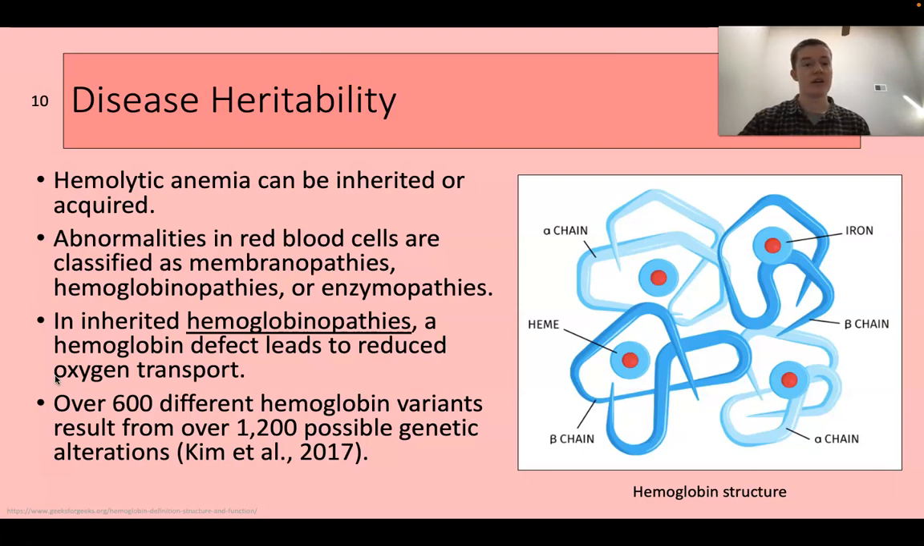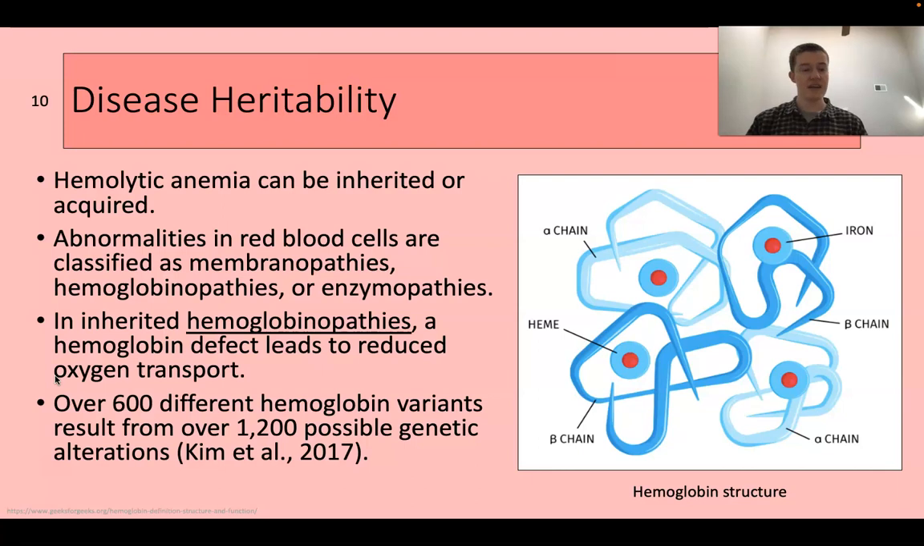So, regarding heritability, hemolytic anemia can be either heritable or acquired, which means non-heritable. Abnormalities in red blood cells that occur from inherited hemolytic anemia are grouped into three different classifications. The first one is membranopathies, the second is hemoglobinopathies, and the third is enzymopathies. And the opathy suffix just means a disorder that is relating to the root word.